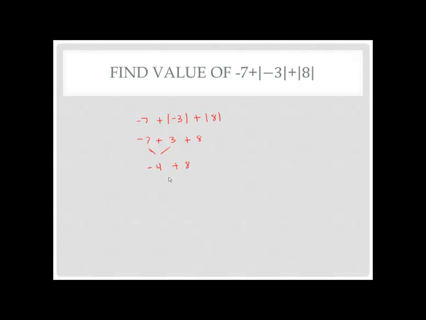Again, I have different signs. So I will find the difference of the two numbers. The difference between 8 and 4 is just 4. And I will take the sign of the number that had the higher absolute value. In this case, 8 does, and it's positive. So my answer will be positive 4.